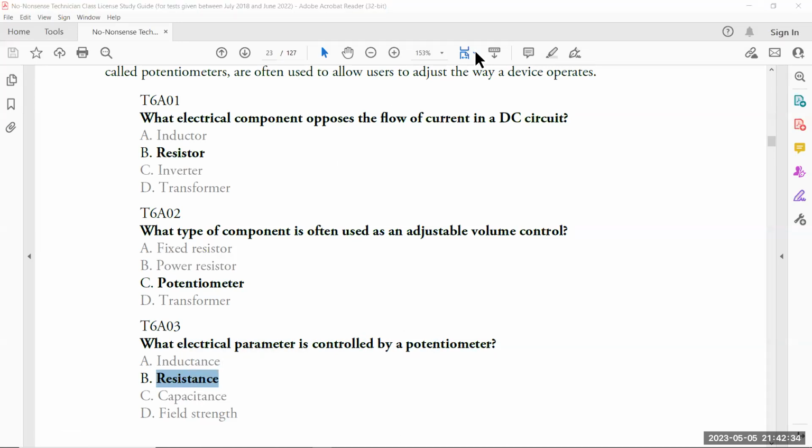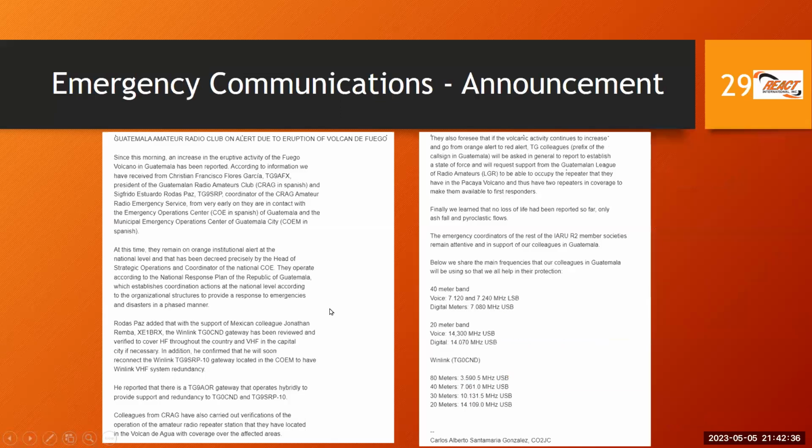And we go right back to our slide deck. Just a couple of announcements. Of course, during our course, we do share information relevant to amateur radio. We just got an alert from the Guatemala Amateur Radio Club that they are on alert due to the eruption of Volcan de Fuego, right? So that is in Guatemala.